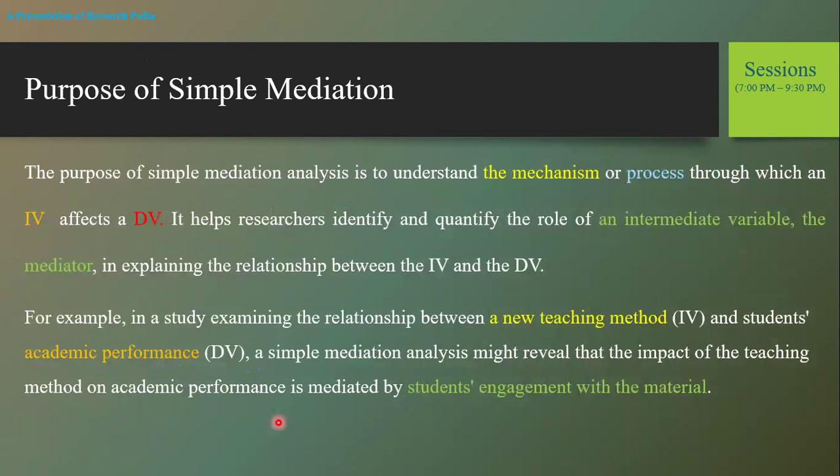The purpose of simple mediation analysis is to understand the mechanism or process through which an IV affects a DV. It helps researchers identify and quantify the role of an intermediate variable, the mediator, in explaining the relationship between the IV and the DV. For example, in a study examining the relationship between a new teaching method and student academic performance, a simple mediation analysis might reveal that the impact of teaching method on academic performance is mediated by student engagement with the material.